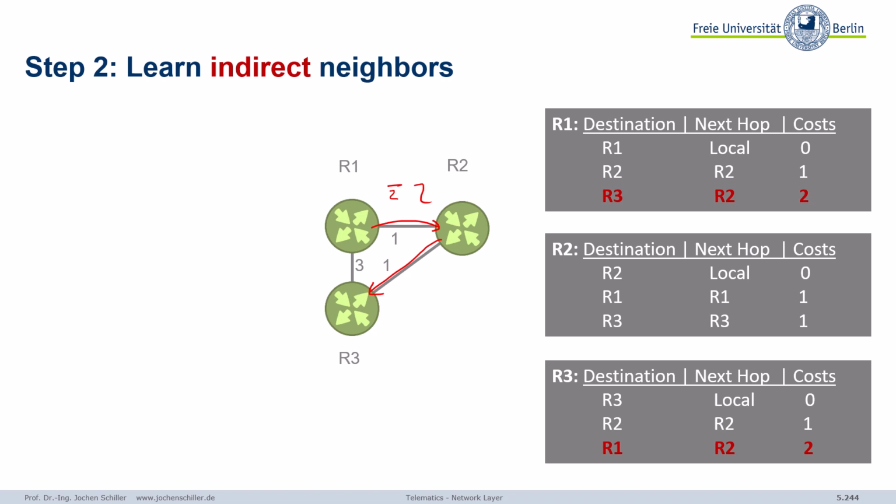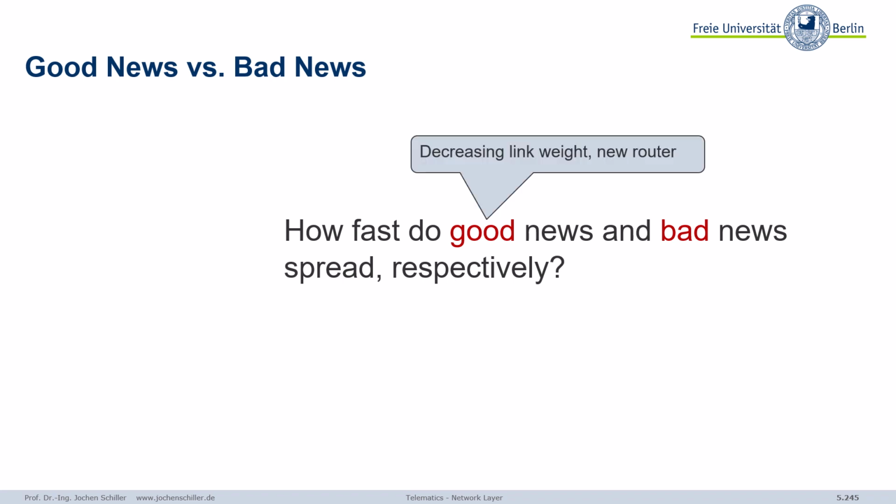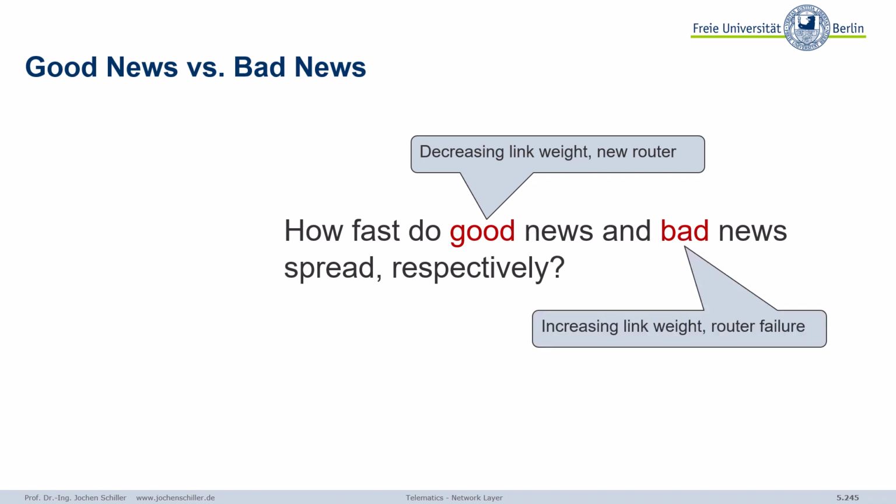When it comes to scalability and stability, it's always a question: how fast do good news spread, and how fast bad news? So what are good news? Well, a decreasing weight of a link, or a new router. The path is now cheaper, better. Bad news is a link failure. So if we insert a new router, we insert new paths, and that means we can learn something.